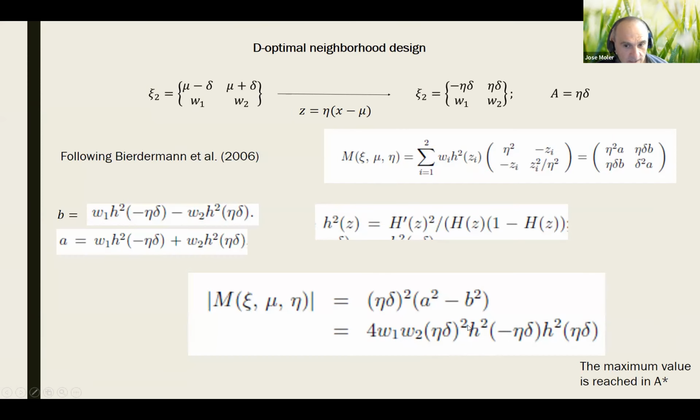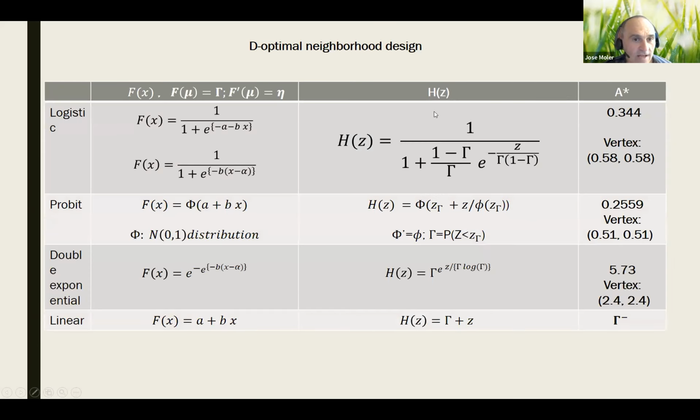And here we see that the optimal number of patients in each design point is 1/2, and also we see that the maximum value of the determinant of the information matrix is reached in an optimal value A star that can be calculated exactly for each of the response functions that we have in this list that, as I said before, can be larger, but it's a mathematical exercise, not more. So we know very well the theoretical properties of the neighborhood design.